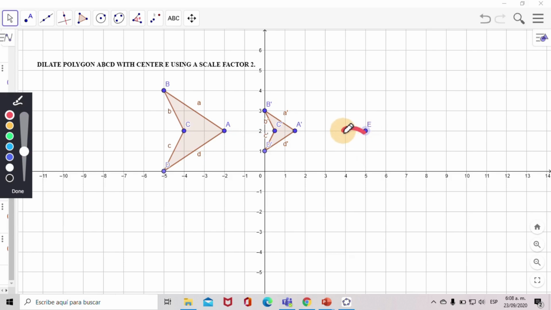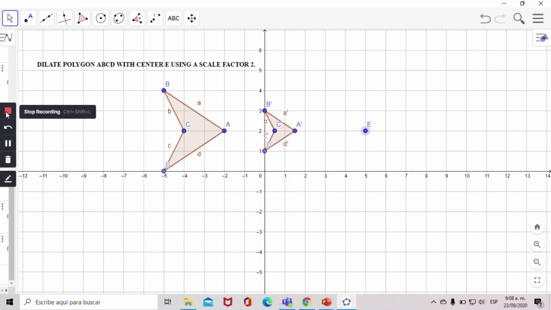You can tell this is at half of the units, right? At half the distance. So, that's it. I hope you understand what dilation means and how to do it in GeoGebra.